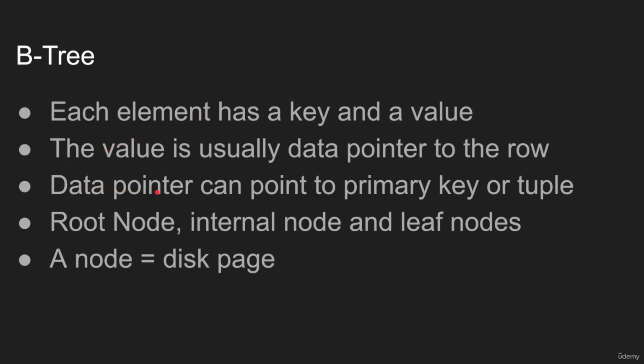The value has the data pointer to the row, and the key itself is what you're searching for. And we're going to show an example to clarify all that stuff. So the data pointer, this is where databases can shine. Each database system does this differently. A data pointer, which is the value here, can either point to the primary key if you have a secondary index, or it can point directly to the tuple. Secondary indexes in InnoDB and MySQL and Oracle, I believe, point to the primary key, while in Postgres, all secondary indexes point to the tuple directly.